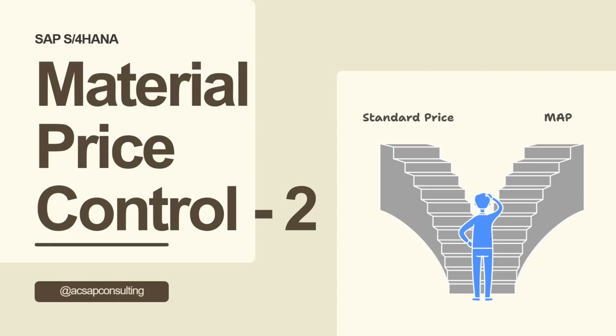Now, in this video, we are going to see in the system how we can set a price control to standard price or moving average price at a material type level or at a material master level, and what is the impact on the price of the material if there are any material transactions posted on it, in the case of both standard price as well as moving average price.